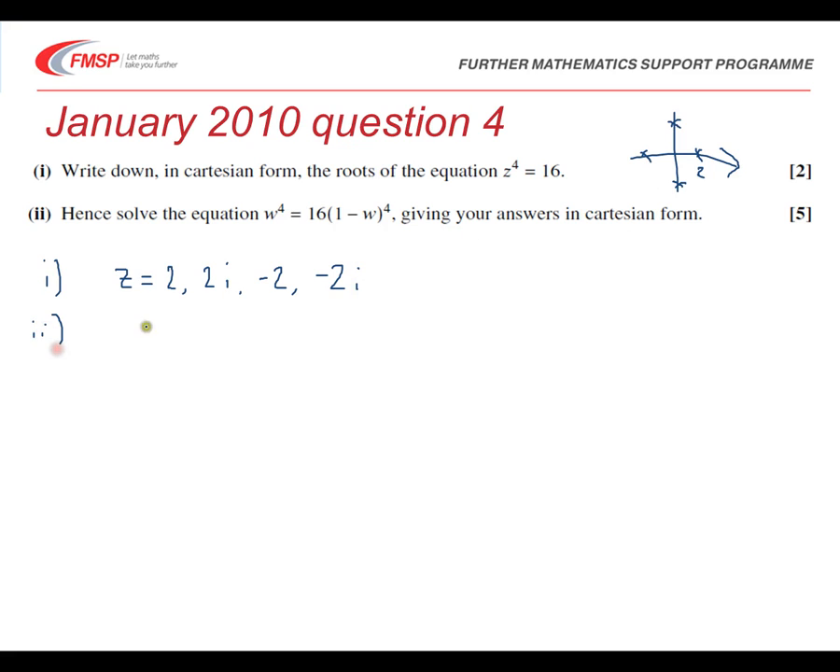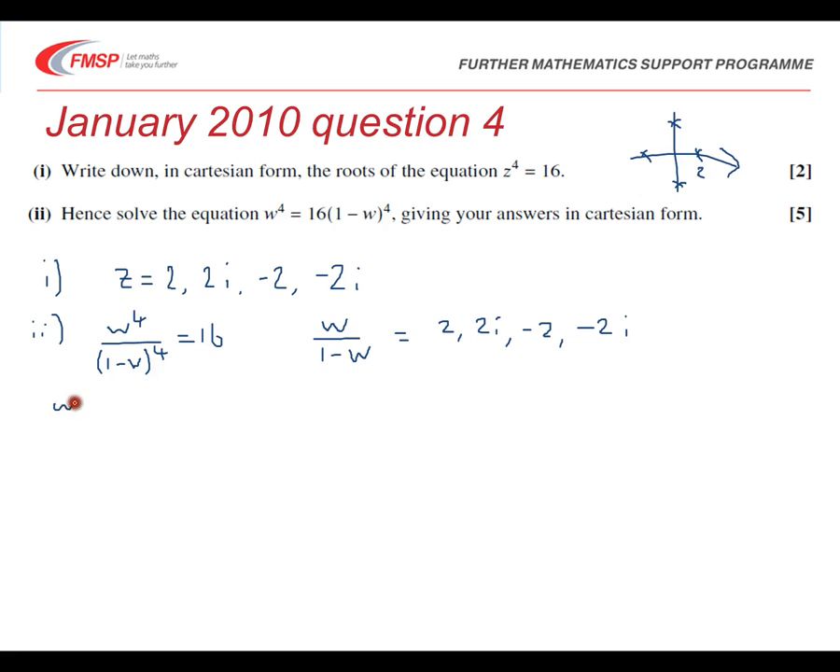Part 2. Can we solve w to the 4 is 16 lots of 1 minus w to the 4. I'm going to divide through by 1 minus w to the 4 to begin with, so w to the 4 over 1 minus w to the 4 is 16. Then I can take the fourth roots, and you can see how that's useful in terms of what we've done in part 1. So if I take the fourth roots at the left hand side, I get w over 1 minus w, and that can equal one of the following 4 values. And now essentially I just need to solve for each of these separately.